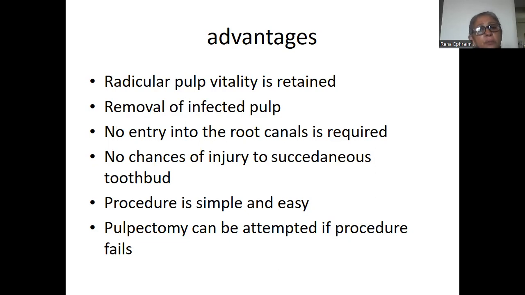No chances of injury to a subsidiary tooth. The procedure is simple and easy. It can be done in one sitting, and for the permanent restoration, they have to come one more time. So it is much easier to do. It is not complicated. It's not time consuming. Pulpotomy can be attempted if procedure fails. Now, if this procedure is not a success, you can always go in for a pulpectomy technique later on.